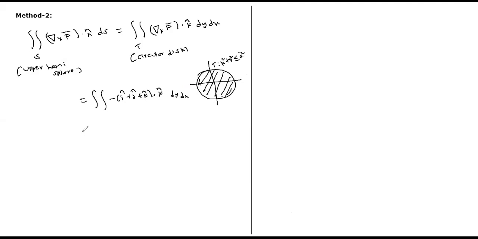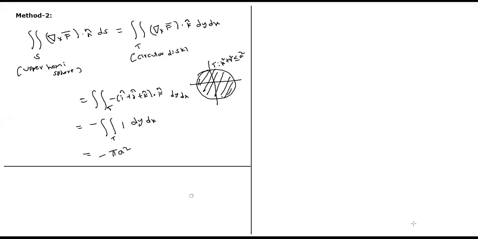Now what is the dot product of this? Minus can be taken outside. i bar dot k bar is 0, j bar dot k bar is 0, k bar dot k bar is 1, dy dx. Now what is the double integral of dy dx? It is the area of the circle. What is the area of the circular region? Pi a square. Now can you see how simply we got the answer in method 2?